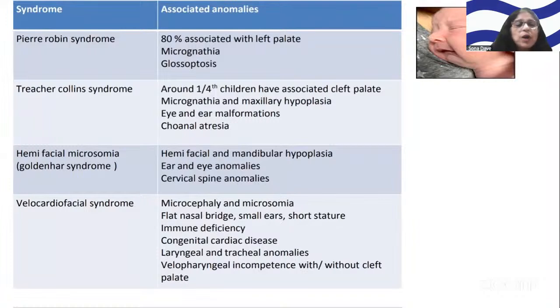What is velocardiofacial syndrome? Ma'am, velocardiofacial syndrome is usually velopharyngeal incompetence associated with congenital cardiac anomalies, and the more anesthetically important feature is that we see laryngeal and tracheal anomalies in the baby. So we should preoperatively assess whether the baby has laryngeal anomalies and optimize accordingly. Any other syndromes? Ma'am, we also see Down syndrome, Klippel-Feil syndrome, and fetal alcohol syndrome. Show it on the slide, no?